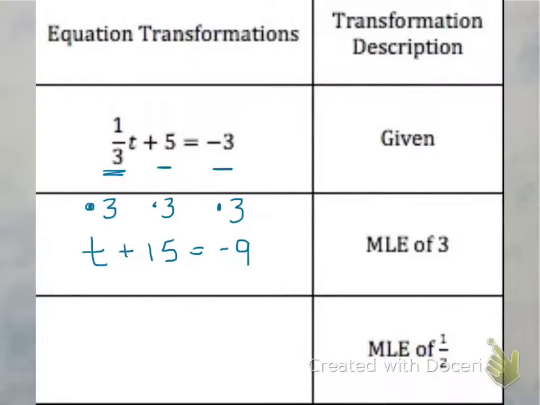MLE of 1/2, I've got to multiply that again by each term. So I've got to multiply by 1/2 each term on each side of the equation. So I end up with 1/2 t plus 15/2 and then -9/2. There are different forms that you could write that in. If you wanted decimals, you could do that as well. I like to leave things as fractions when I'm working algebraically.